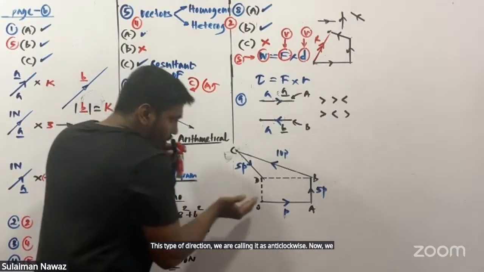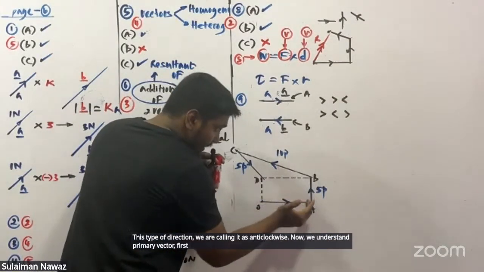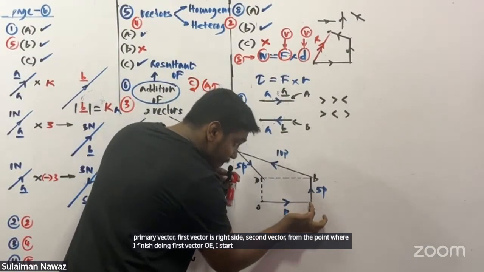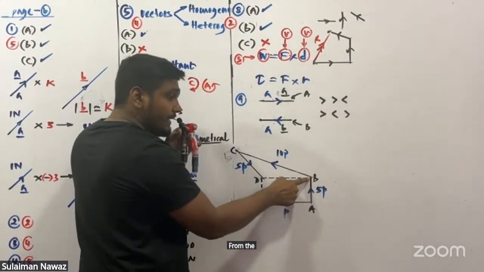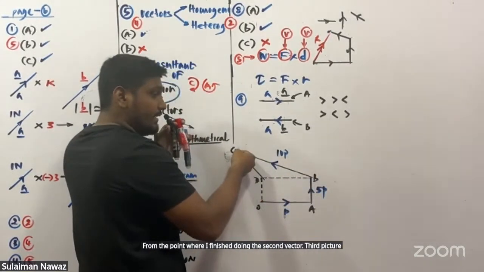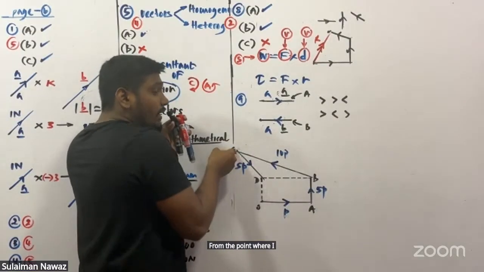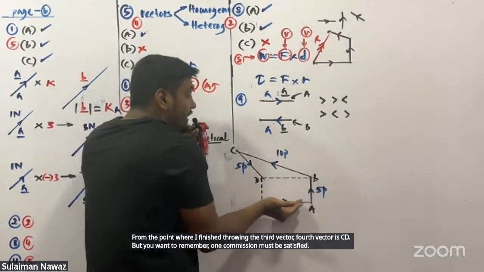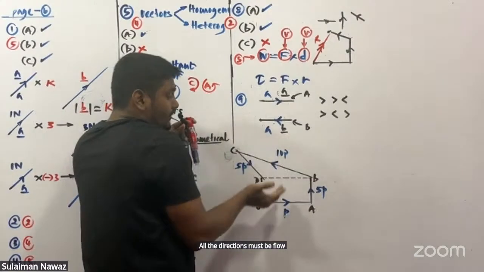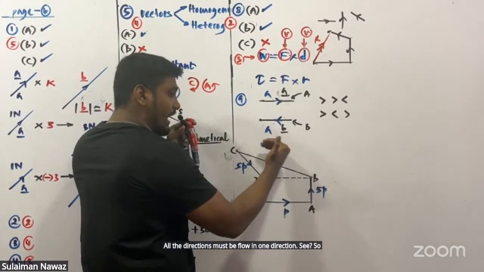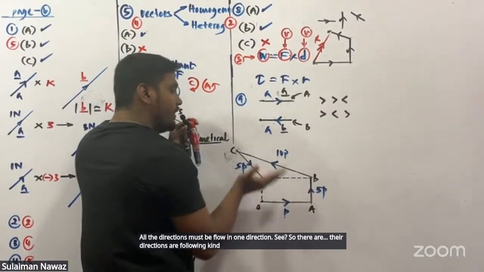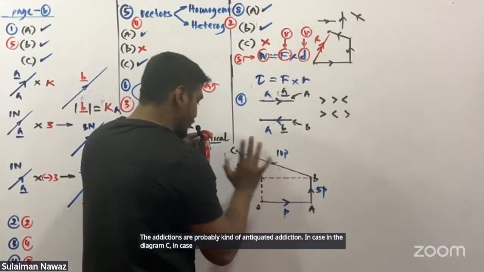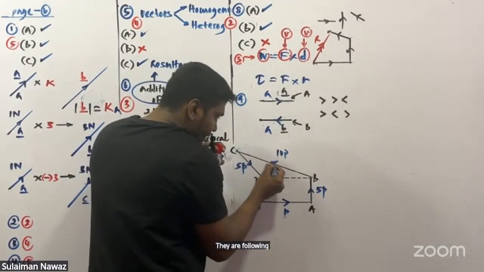Now we understand OA, the first vector, is right side. From the point where I finished drawing the first vector OA, I start drawing the second vector AB upwards. From where I finished the second vector, the third vector BC. From where I finished the third vector, the fourth vector is CD. But you must remember one condition: all the directions must flow in one direction. In this diagram, they are following an anti-clockwise direction.